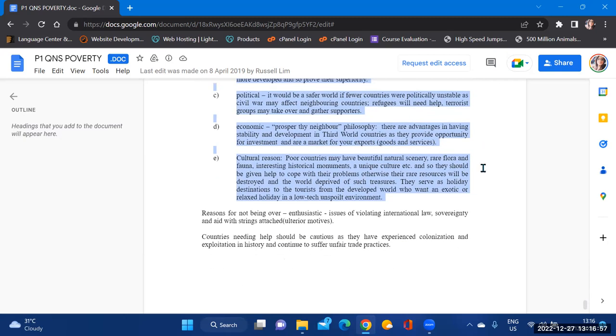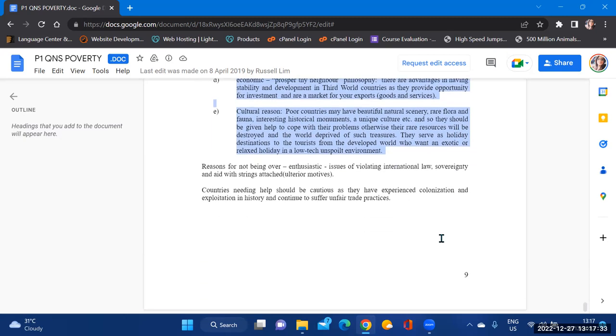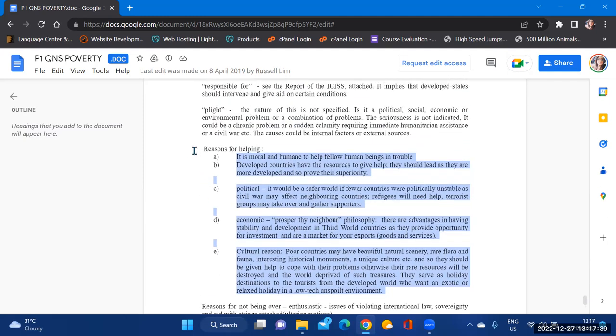And E, cultural reason. Poor countries may have beautiful natural scenery, rare flora and fauna, interesting historical monuments, unique cultures, and so on and so forth. And so they should be given help to cope with their problems. Otherwise, their rare resources may be destroyed and the world may be deprived of such treasures. They serve as holiday destinations or getaways for tourists from the developed world who want an exotic or relaxed holiday in a low-tech, unspoiled environment untouched by too much civilization and the hustle and bustle of city life. So these are some of the reasons for helping.